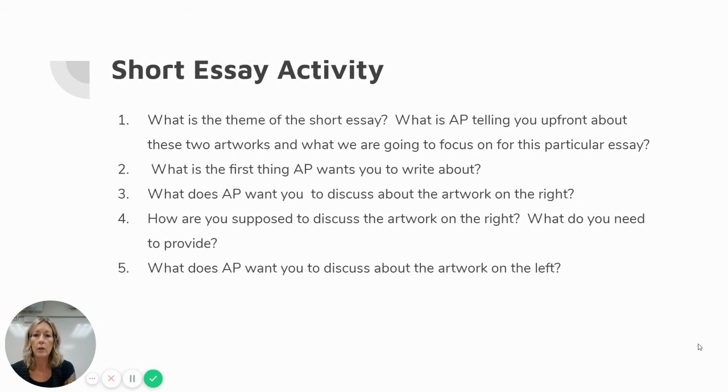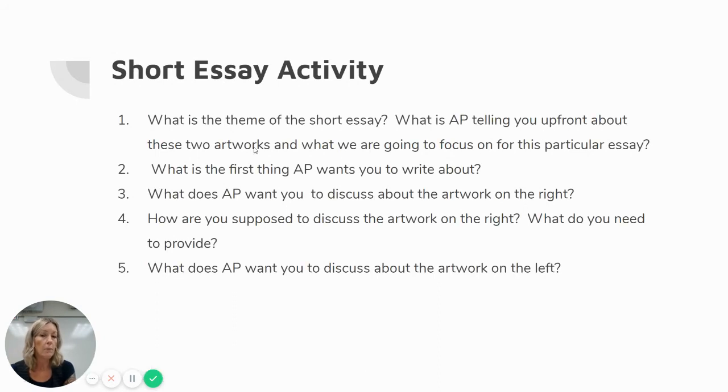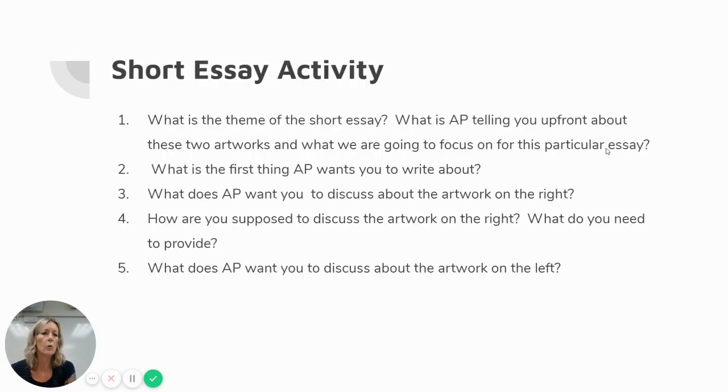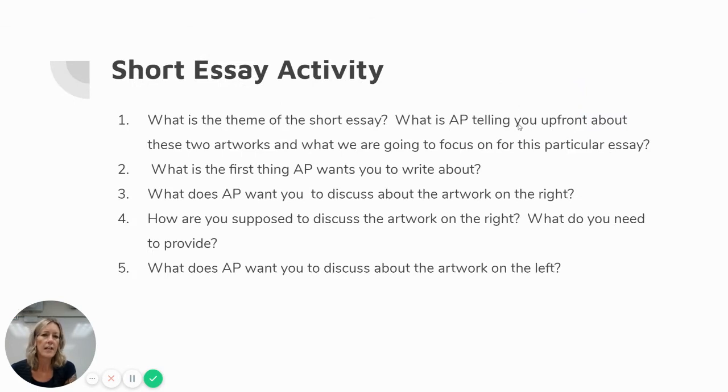For example, number 1 says, what is the theme of the short essay? What is AP telling you up front about these 2 artworks and what we are going to focus on for this particular essay? So going back, you'll look for that and try to answer it. I don't want long answers, guys. Just quick little phrases to answer each question. This is going to help you pick it apart and really understand what AP is asking of you.